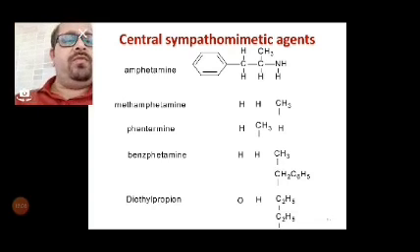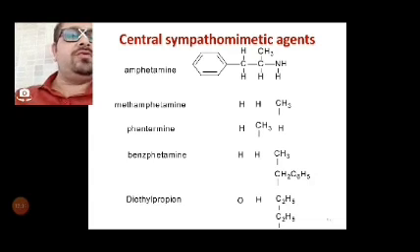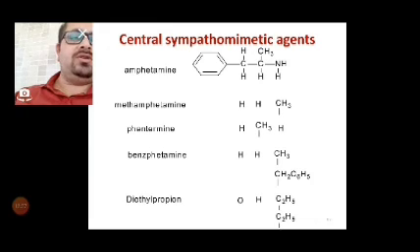If you look at the structure of methamphetamine, what is the structural difference between amphetamine and methamphetamine? Only one more methyl is substituted at the nitrogen. You will get the structure of methamphetamine. The third derivative of central sympathomimetic agent is phentermine. What is the addition? All of you know that amphetamine has a methyl at the second carbon. If you add one more methyl at the second position, then you will get the phentermine drug structure.